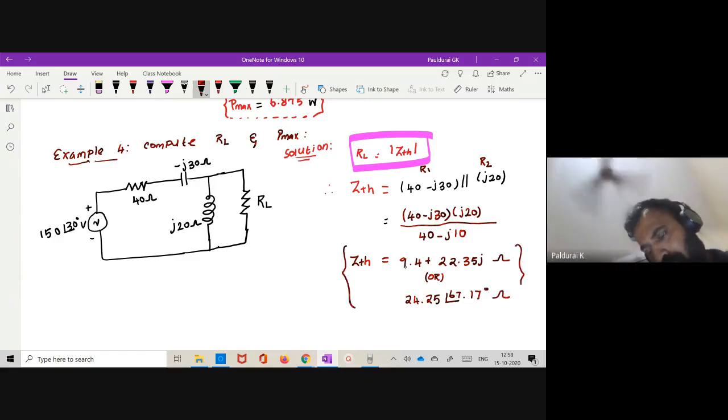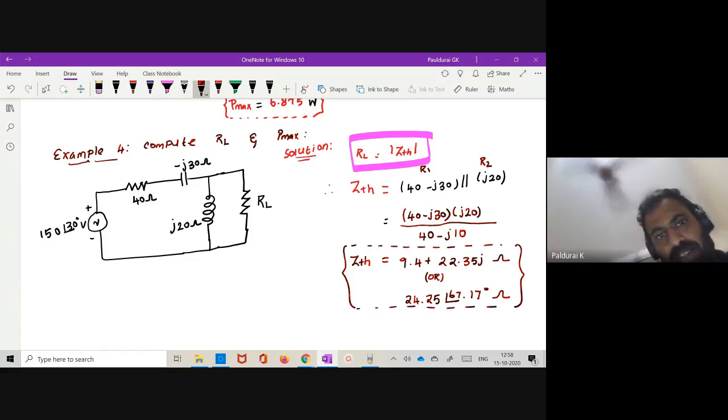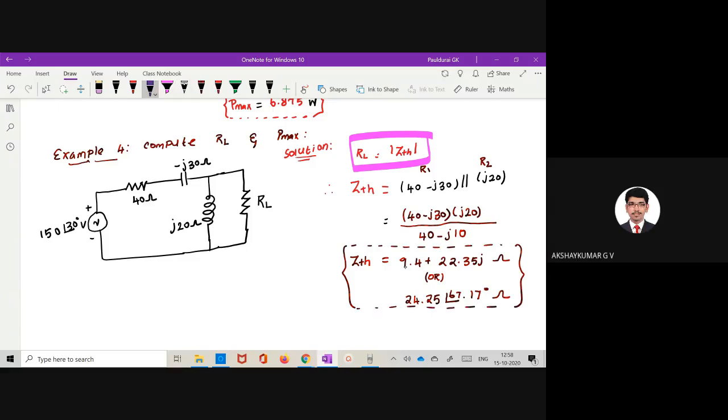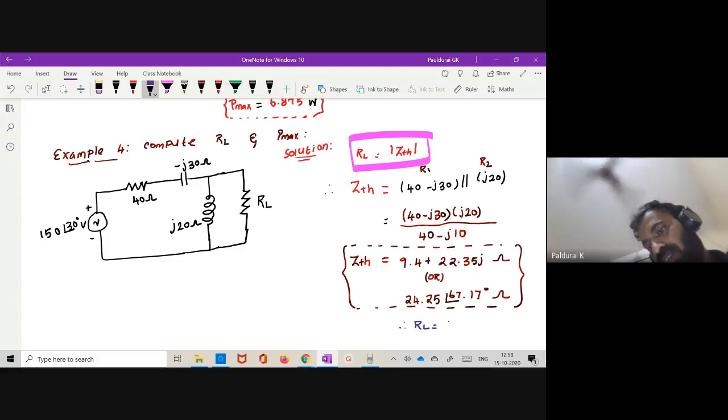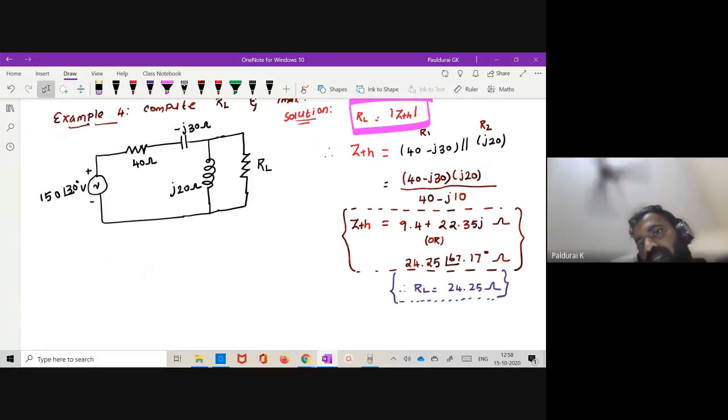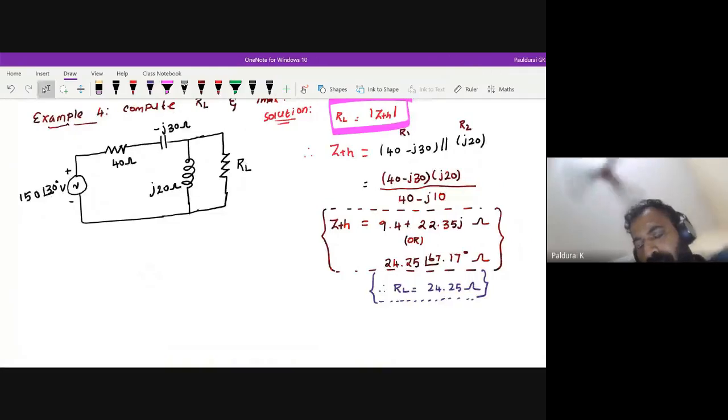So what about RL? RL equal to 24.25 ohm, sir. My unit is very important. I know you know the unit, but when you are saying the value, please add the unit also. That's the best practice.